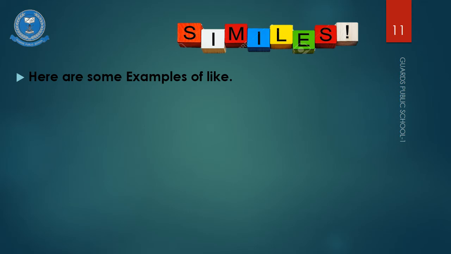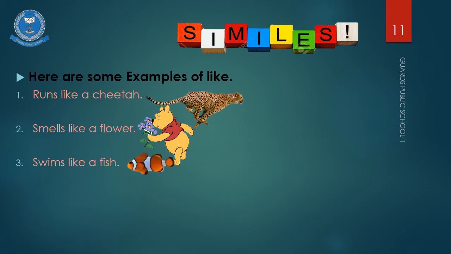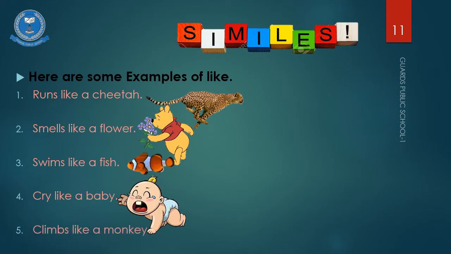Now, here are some examples of similes using like. Let's see the examples. Number 1. Run like a cheetah. Number 2. Smells like a flower. Number 3. Swims like a fish. Number 4. Cry like a baby. And number 5. Climbs like a monkey.